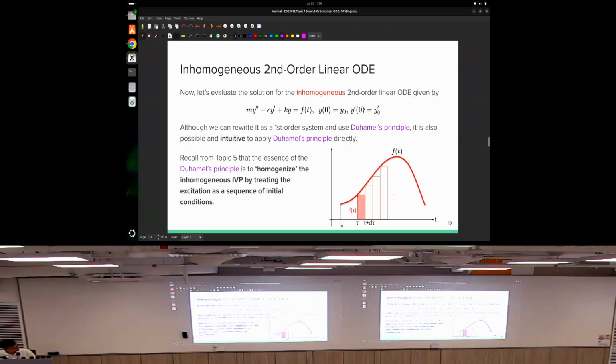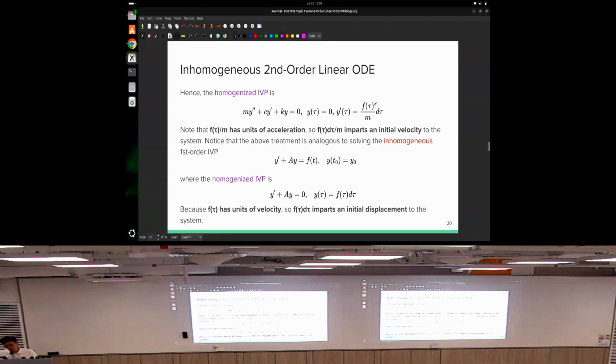Then, of course, that begs the question: do you want to put it into the initial displacement or the initial velocity? Last time, we didn't have a choice. We only had one initial condition. So it was very obvious that you just put the F of tau d tau inside that single initial condition. But now you have two, so you have to think about which one you should put it in. Now, we will have to put the F of tau d tau into the y prime term. And why is it that this is F of tau over m?